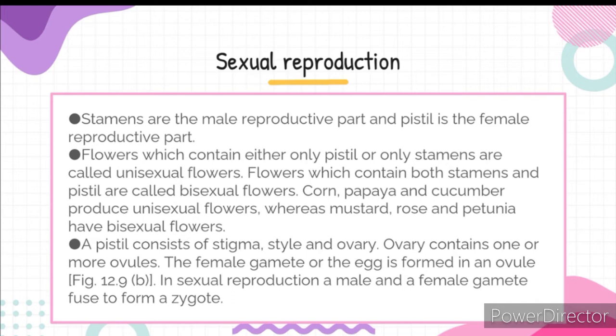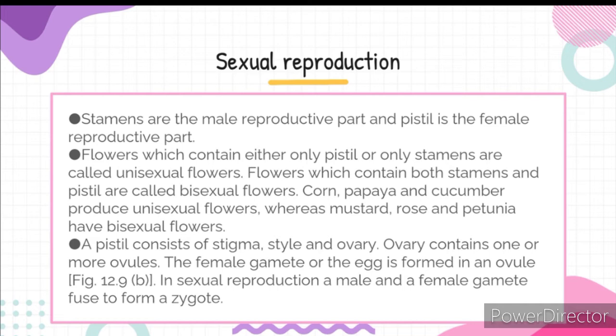of a plant. Now, flowers which contain either only pistil or only stamens are called unisexual flowers. If one flower has only pistil, no stamen, that will be unisexual. And if it has only stamen, no pistil, then that will also be unisexual. Now, flowers which have both stamens and pistil inside them are known as bisexual flowers. For example, corn, papaya and cucumber.